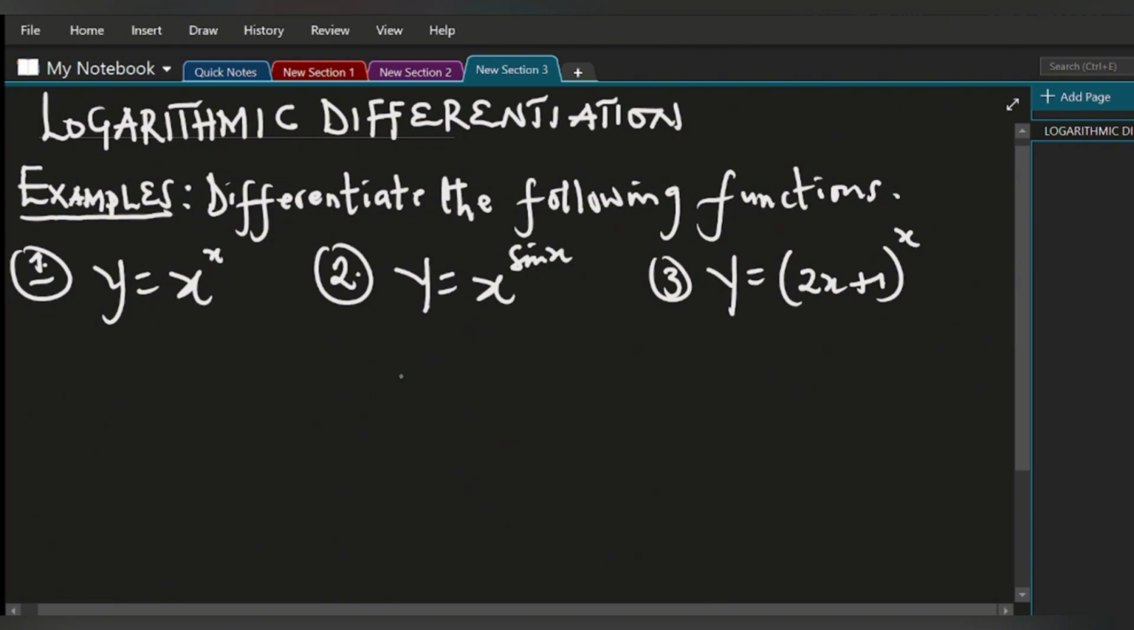All right, we have some examples here. Differentiate the following functions. Number 1, y equal to x raised to the power of x. Number 2, y equal to x raised to the power of sine x. And number 3, y equal to 2x plus 1 all raised to the power of x. Let's start with the first.